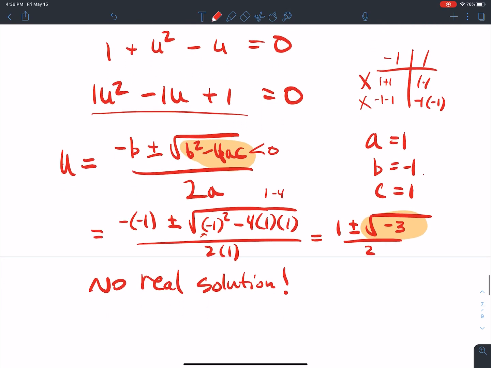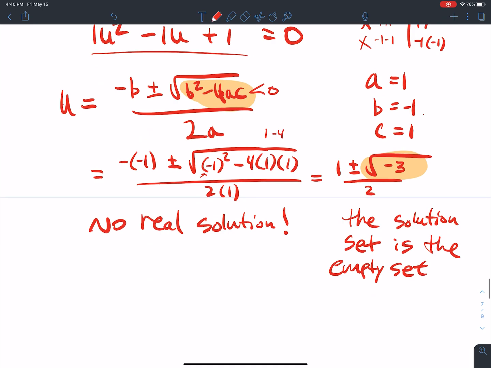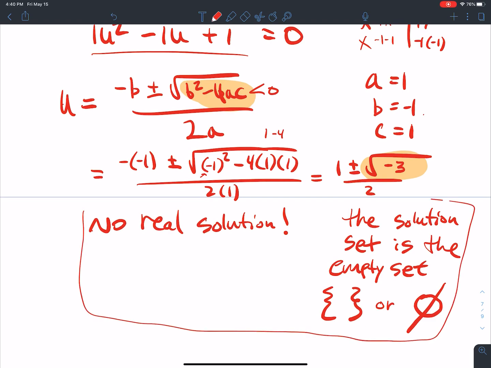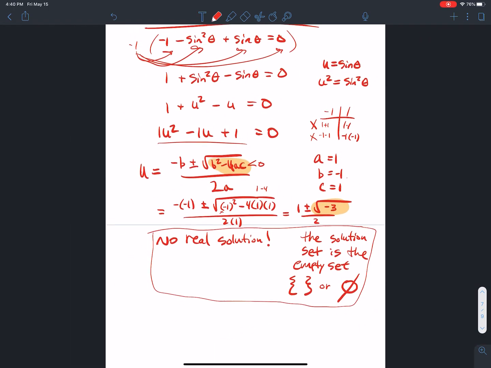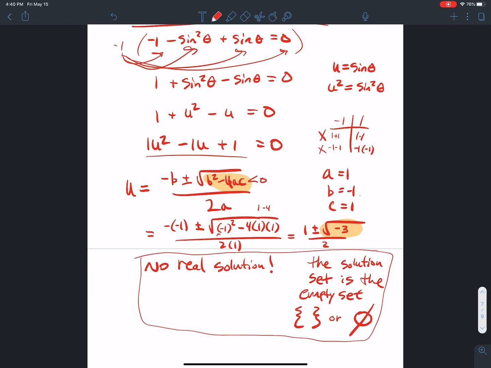Okay, so the solution set is the empty set. And in math, we denote the empty set with a 0 with a slash through it. Or you can write a little curly bracket with nothing in it. Okay, so those are notation. So any of these answers I will accept on your exam, okay? So keep that in mind. You don't always have to have a solution here, right?